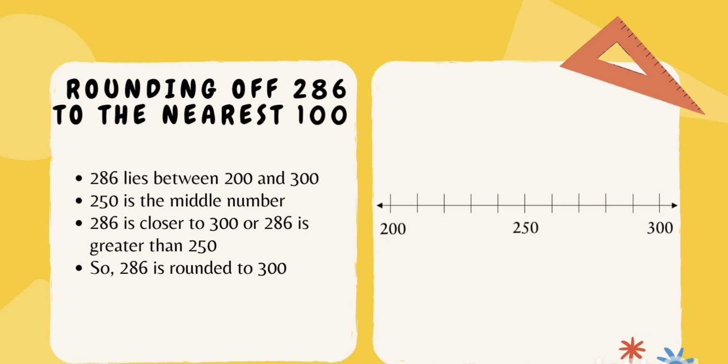Step 3. We will check 286 is closer to which number, and also we will check whether 286 is less than or greater than the middle number. Here 286 is closer to 300 and 286 is greater than 250. So 286 is rounded to 300.